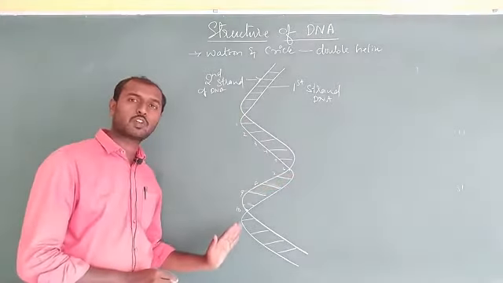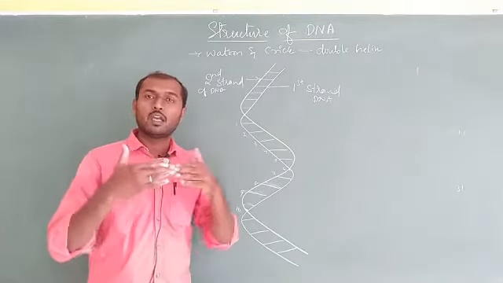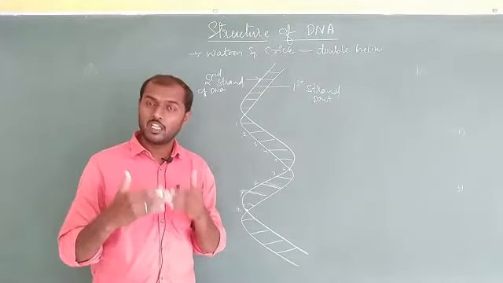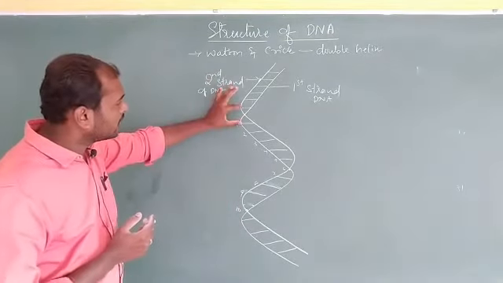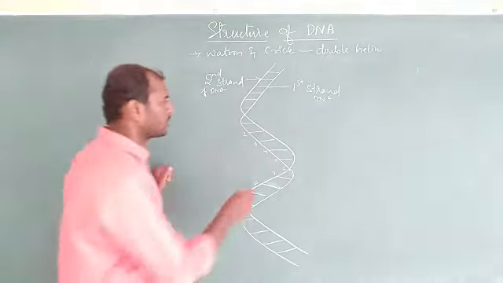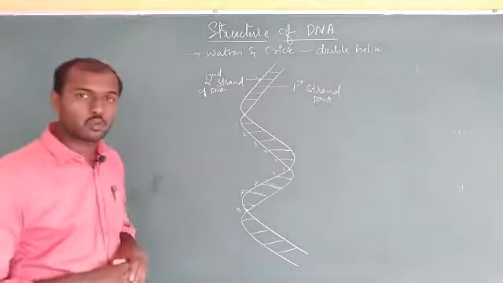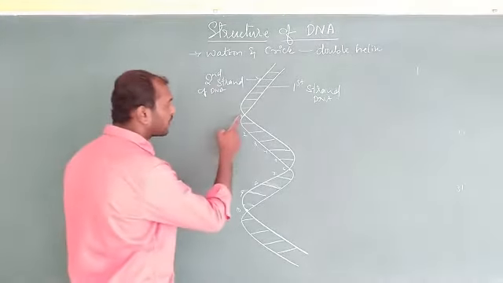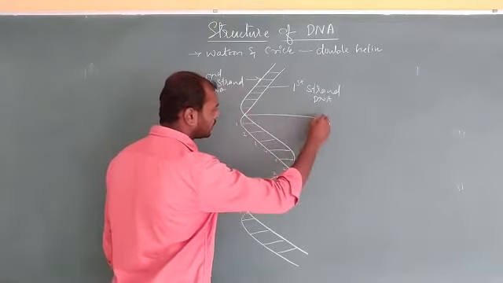First and second strand, both the strands are held by what? Held by the specifically hydrogen bond. And here the hydrogen bond is going to form between the nitrogen bases. Okay, so between the two nucleotides or nitrogen bases. Okay, so from here to here, from here to here, from this point to this point.